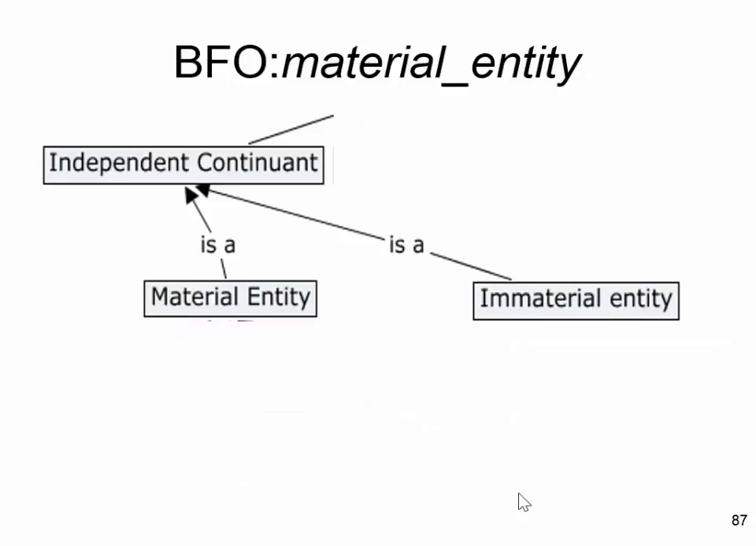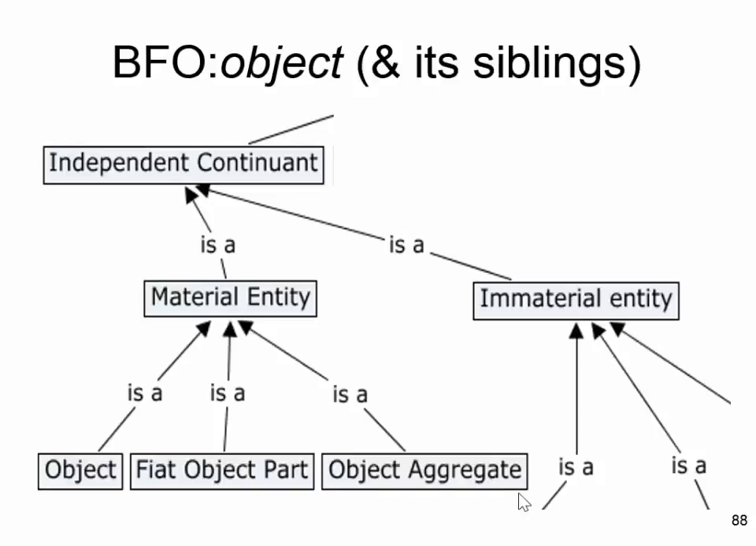Now, we've mentioned material entities and immaterial entities. Now let's deal with them in more detail. So a site is an immaterial entity, a boundary is an immaterial entity, because they're not made of molecules. There are three kinds of material entities. The first kind is object. Now, an object is something like you or me, or this laptop, or this piece of chalk.